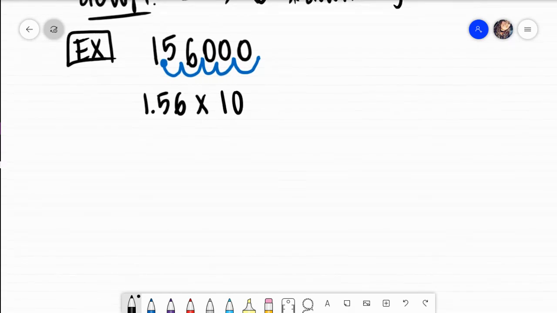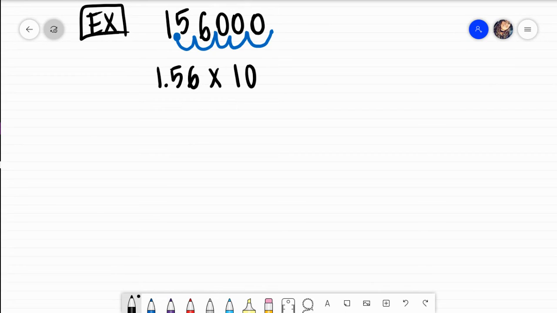So let's look back at where we were. We had 15600. I moved my decimal 1, 2, 3, 4, 5 times. I also wrote that when my decimal goes to the left, my exponent goes up. So it's a positive 5. That is how you would write 156,000 in scientific notation form. Does that make sense?